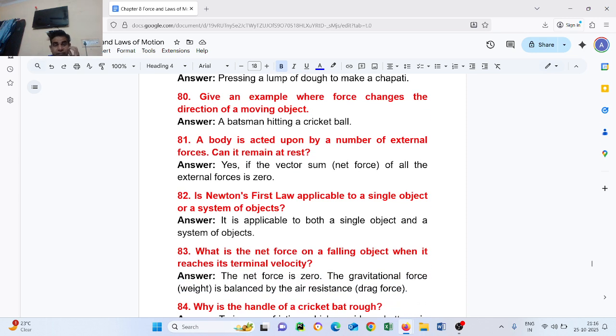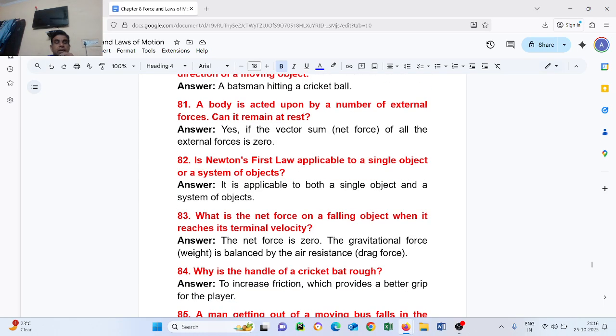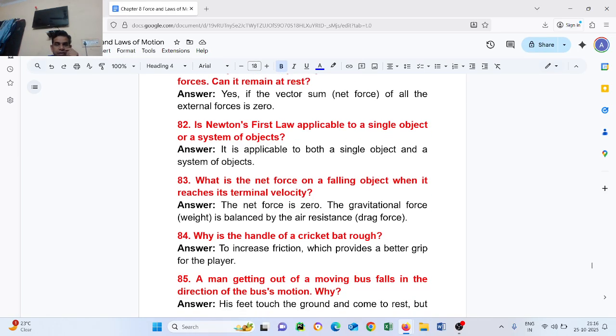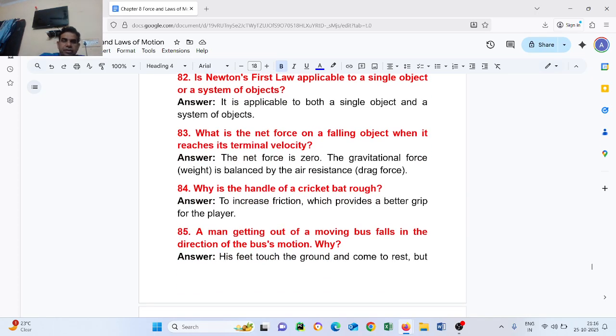Question number 83. What is the net force on a falling object when it reaches its terminal velocity? Answer: the net force is 0. The gravitational force, weight, is balanced by the air resistance, drag force. Question number 84. Why is the handle of a cricket bat rough? To increase the friction, which provides a better grip for the player.